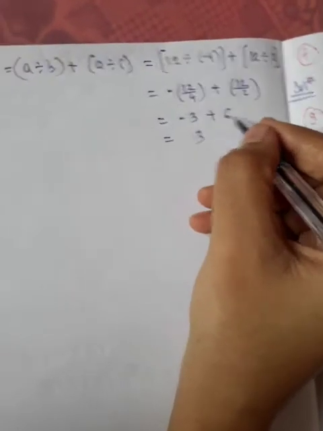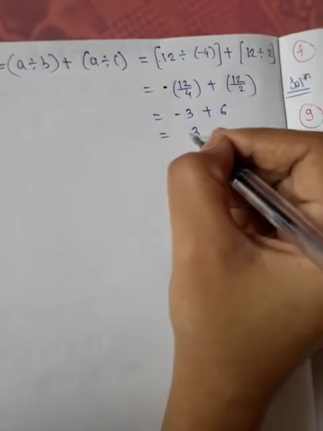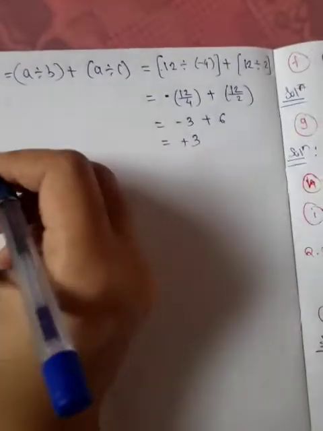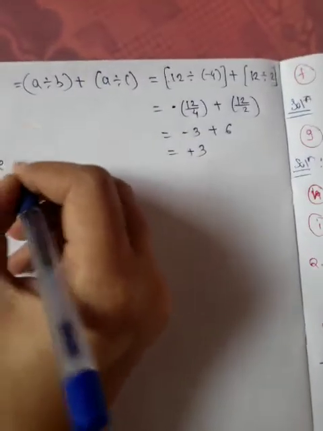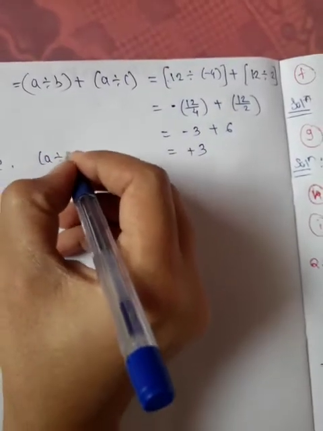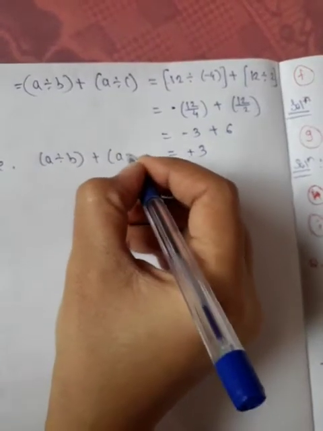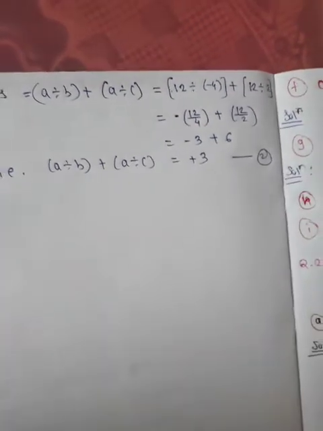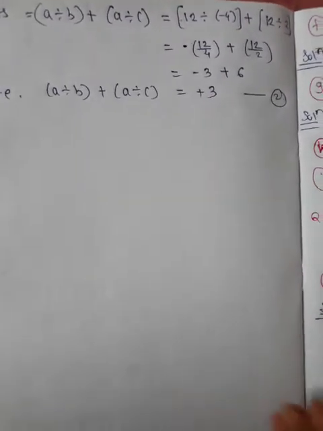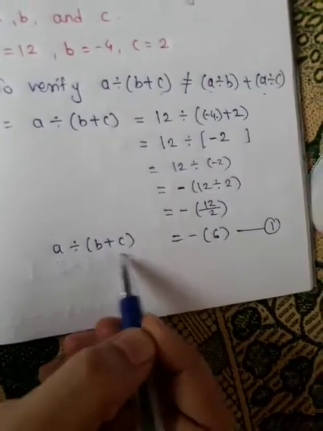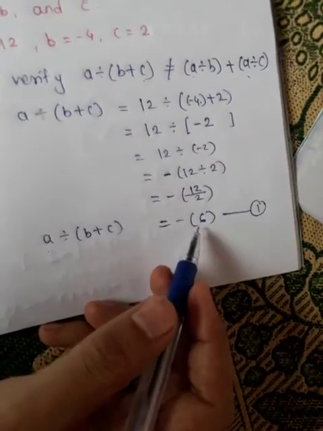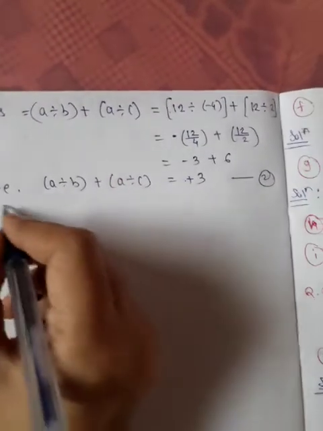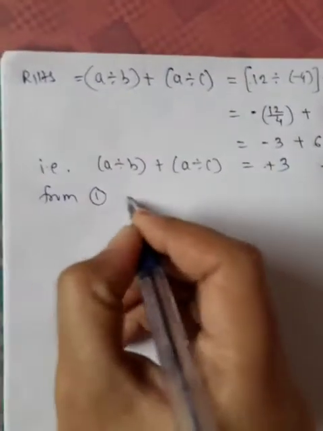Here the big number is 6, so what is the sign of 6? It is plus, therefore plus 3. That is a divided by b plus a divided by c gives you plus 3. Call it number 2. So from 1 and 2, see, in 1 the value of this term is minus 6, and in 2 the value of this term is plus 3.